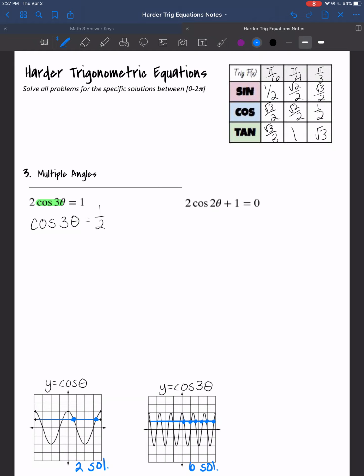Alright, so moving forward to continue solving this problem, now I need to solve for my 3 theta. It's called the argument. So 3 theta equals inverse cosine of a half.